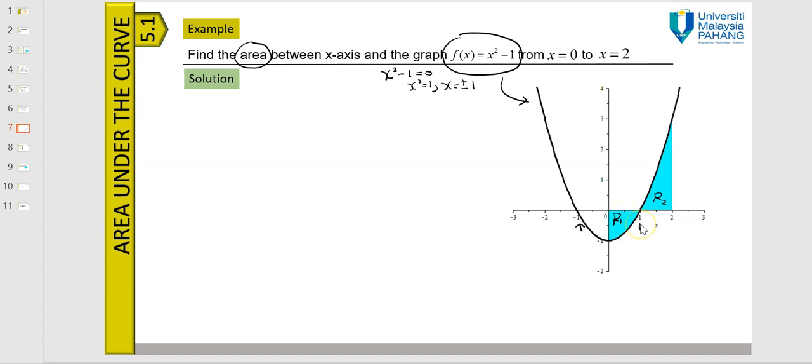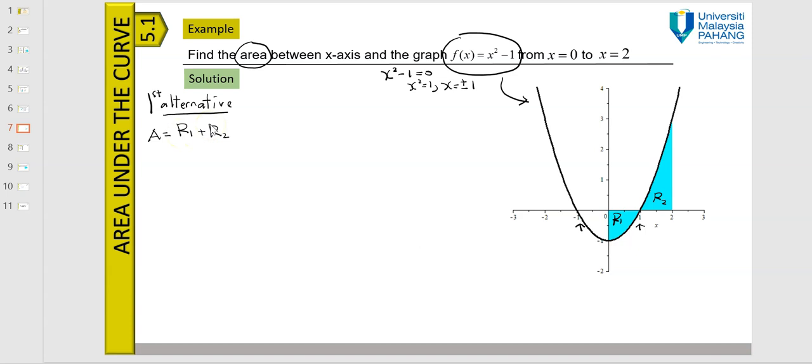Alright, so let's find the area represented by R1 and also R2 here. I will share with you two alternatives on how to find the area. Okay, so let's start with the first alternative. So your area is equal to R1 plus R2, okay?